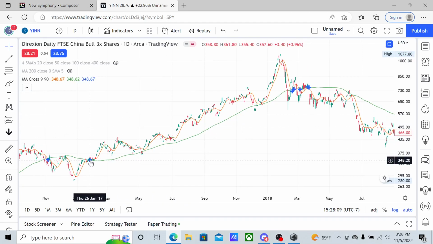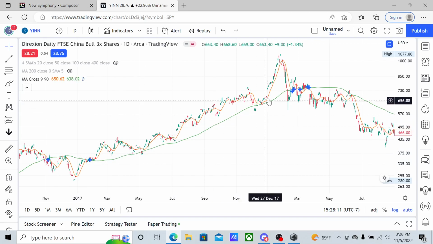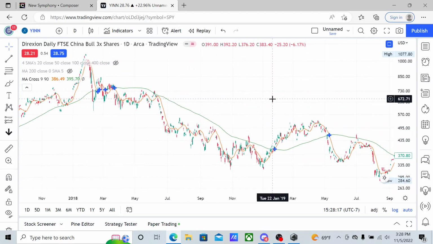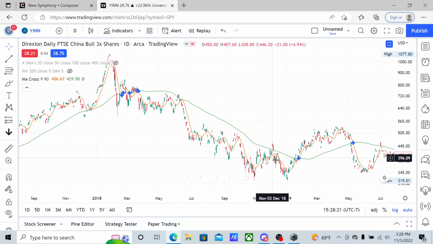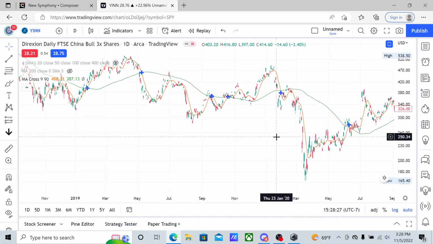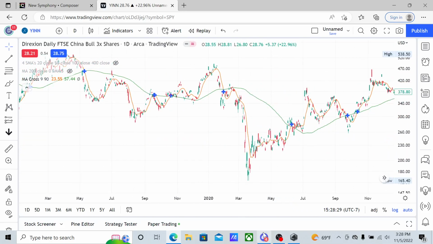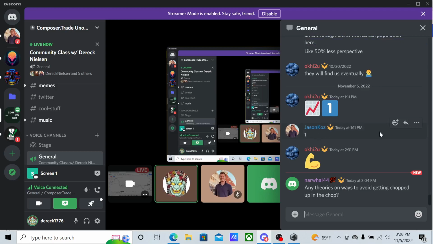Here, same thing. In 2017 you could have ridden that pretty much all the way up to 2018, so we would have got a year's worth of gains off of that. Same thing here. You could have shorted it with Yang. Yang is the inverse of Yin. But yeah, that's pretty much all I've got for you guys.